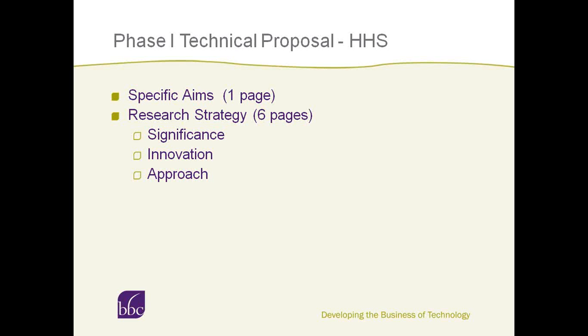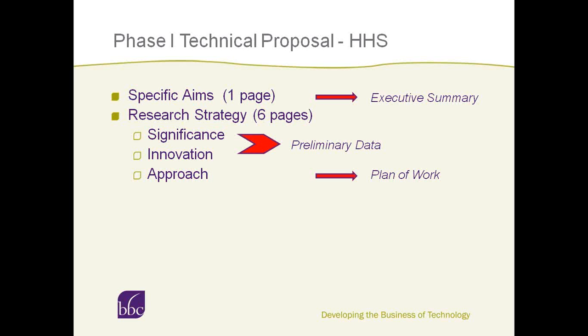For NIH, phase 1 is only a total of 7 pages. So a phase 1 proposal for NIH, HHS is 7 pages. The specific aims is really an executive summary, so you're not going to put your preliminary data there. The approach is obviously the plan of work. Preliminary data doesn't belong there. So your choices are either in the significance section, which is the significance of the problem, or the innovation section, which is why is your approach different. So you can choose to put it in either of those sections.